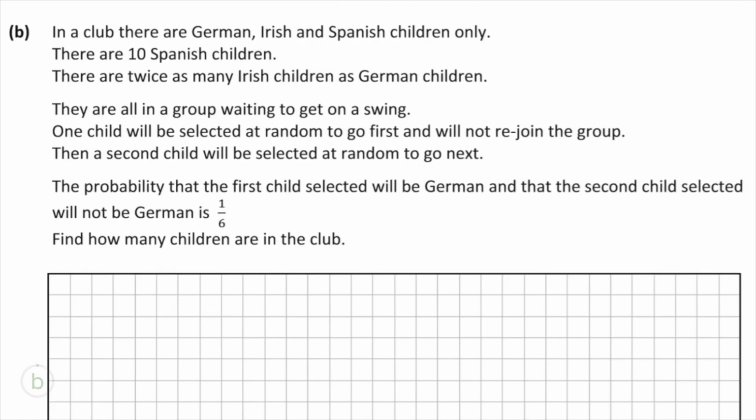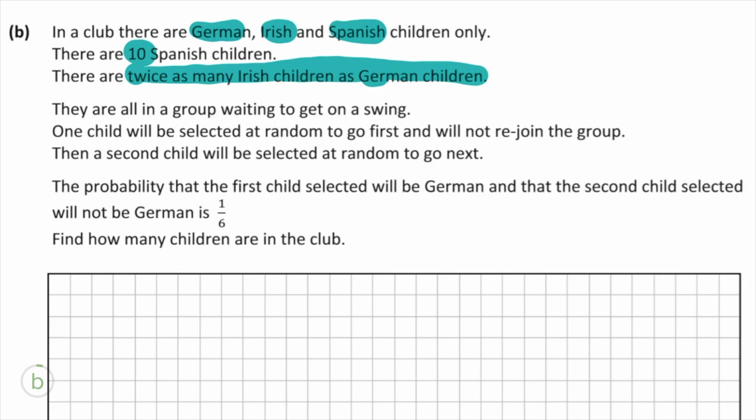Okay, so for part B now, we're told there are German, Irish and Spanish children in this club, and we know there are 10 Spanish children, and there are twice as many Irish children as there are German children. So we're told they're all waiting to go on the swing. Someone is going to be selected at random to go first, and then they're out of the group, and then another person is going to be selected to go next. And just note especially that they won't rejoin the group, so it's going to change the probabilities as we go.